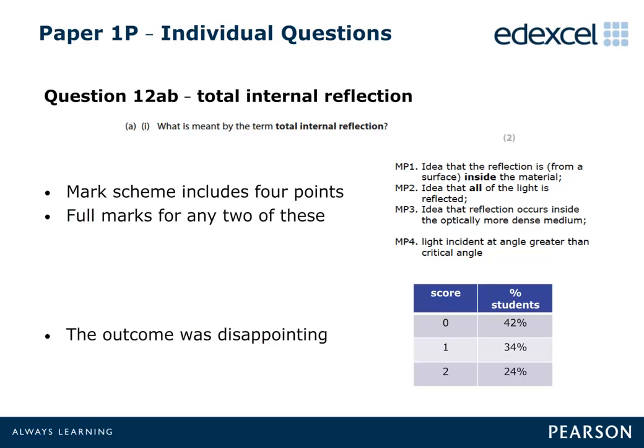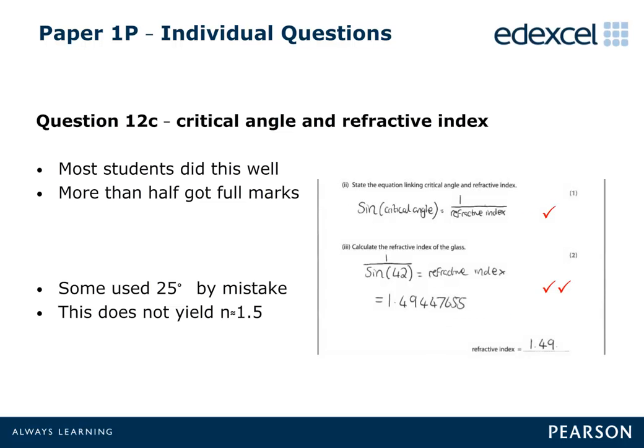The responses to 12b were also disappointing. A third of the students could not give a single use for total internal reflection. 55% of the students gained full marks for this calculation. The example shown is an excellent response.